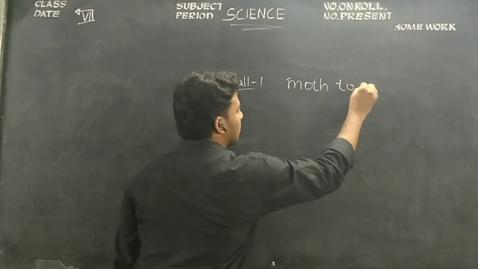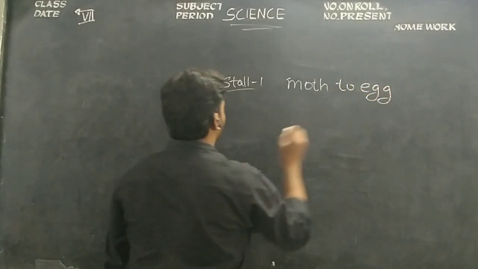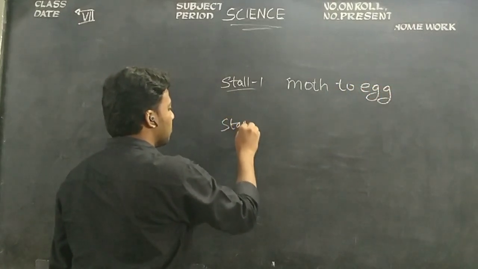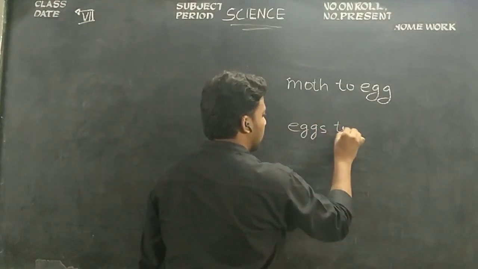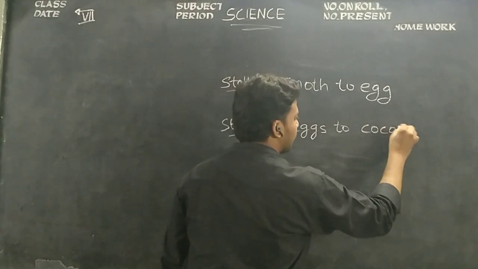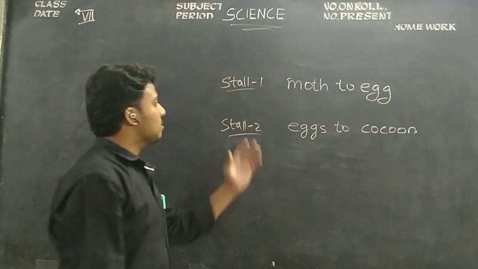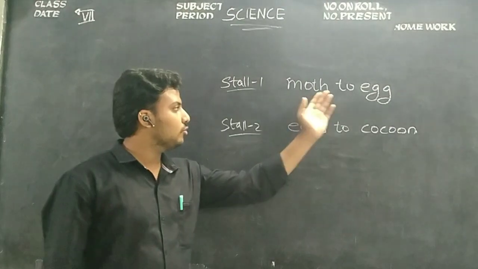Moth to egg, and stage 2, from eggs to cocoon. Children, we'll discuss right now stage 1, moth to egg.